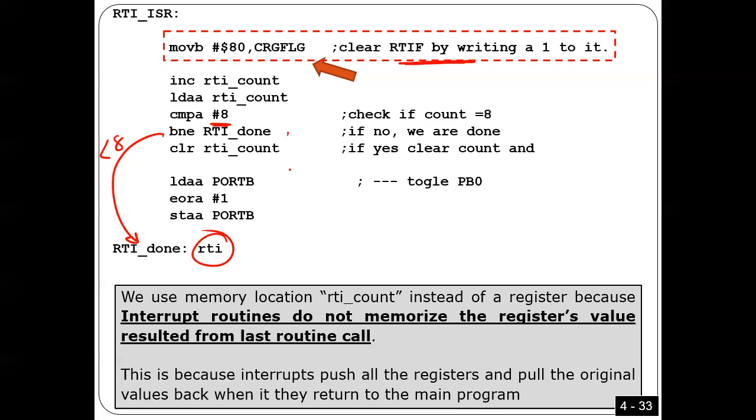If it is equal to 8, it's going to come here. Number one, I have to clear the counter because I need to count for another 8. Number two, I'm going to flip the LED. Is that okay? Any questions? Any question, guys?